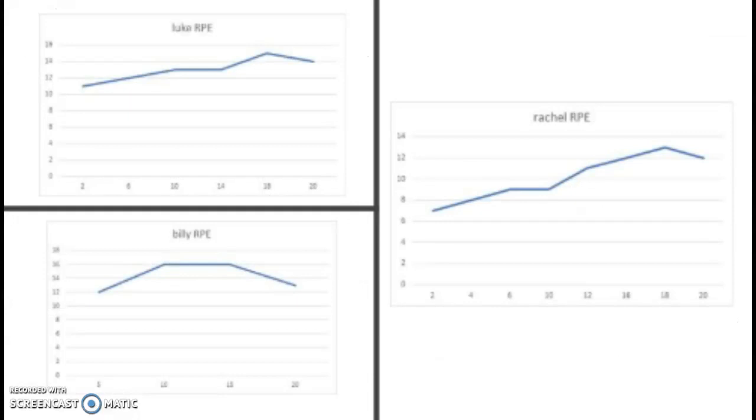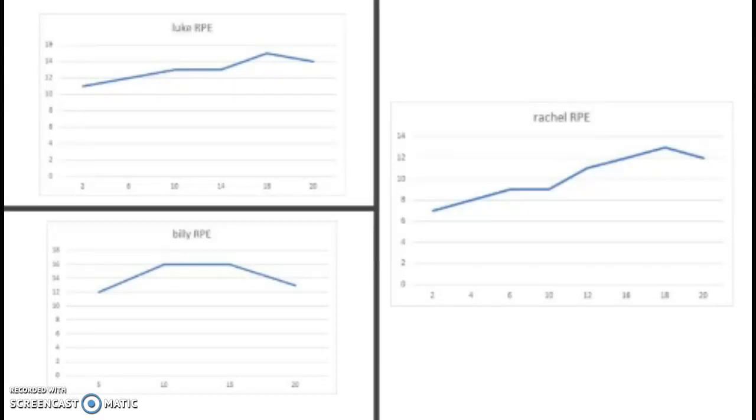RPE. We can see Luke's RPE starts at 11, showing that he felt like he was working quite hard at the start of exercise. This could be because his warm-up may not have been efficient, therefore when exercise started, Luke's body was not prepared. Maybe his warm-up was also too intense and tired him out before exercise began, therefore he felt like he was working extremely hard.